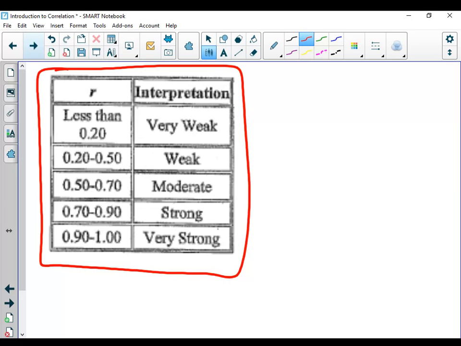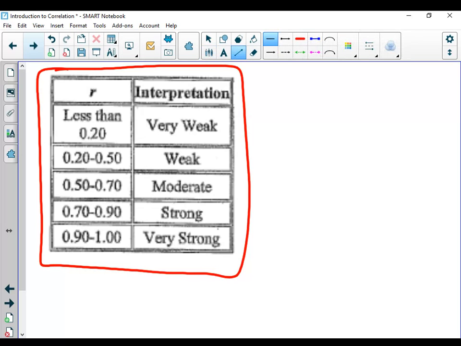The number 3 is basically what Brittany was just asking. If I have a correlation value of negative 0.95 and another one of 0.95, really the only difference between those two things is the direction. One's positive, one's negative. As far as the strength, is one stronger than the other? Well, no, not in this case, because they would both be considered very strong.